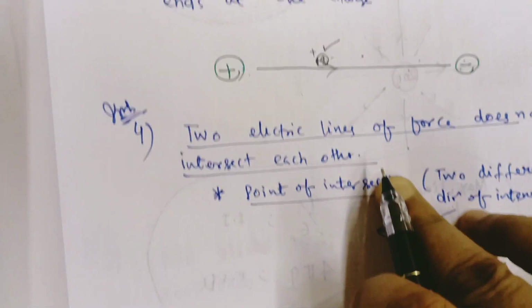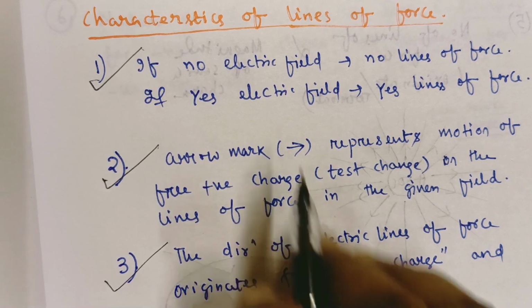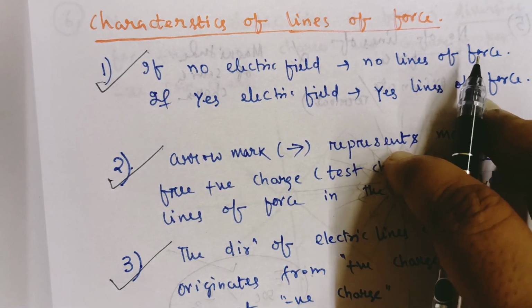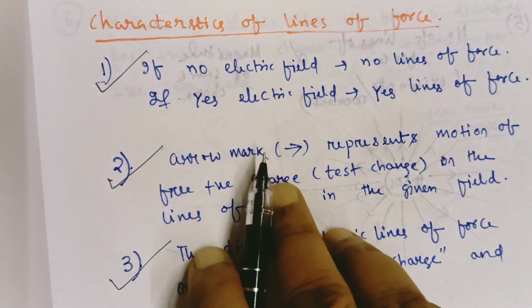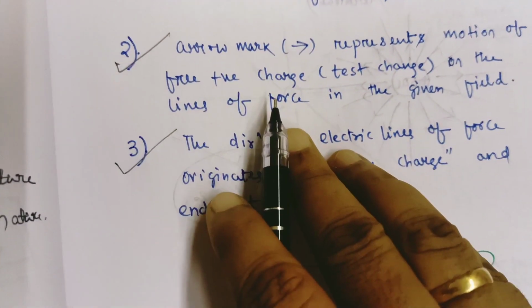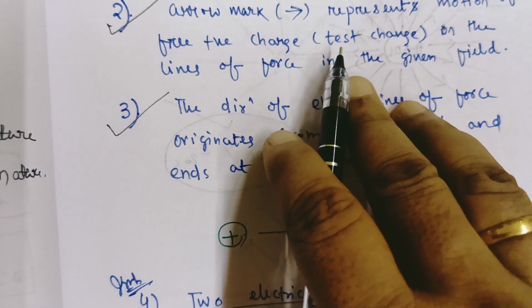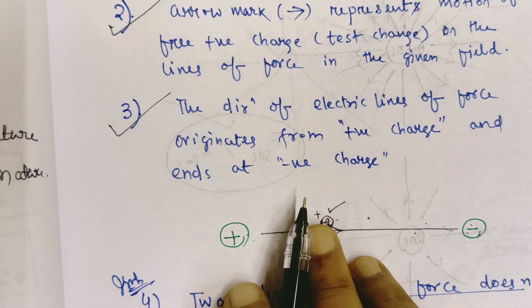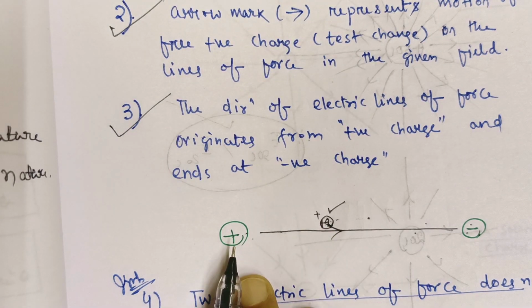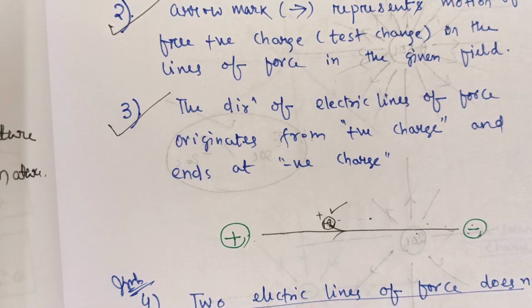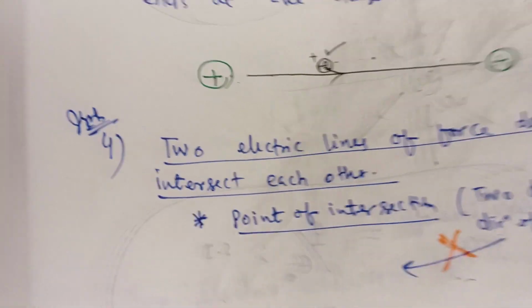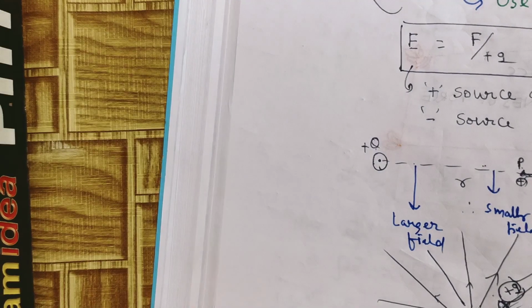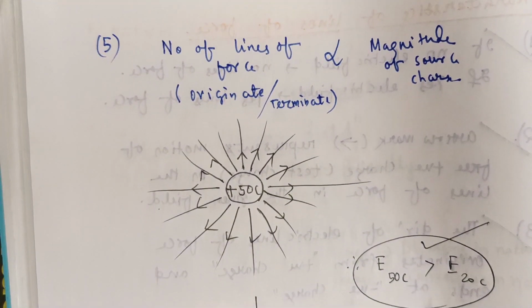Again, just to refresh all these 4 points. First one is if there is no electric field, no lines of force. If an electric field is there, then we have to draw the lines of force. The arrow mark represents the motion of a free positive or test charge on the lines of force in the field. The direction of electric lines of force usually starts from a positive charge and ends at a negative charge. Two electric lines of force never intersect each other because at the point of intersection we will get two different directions of intensity. Now you will see the next property, number 5.